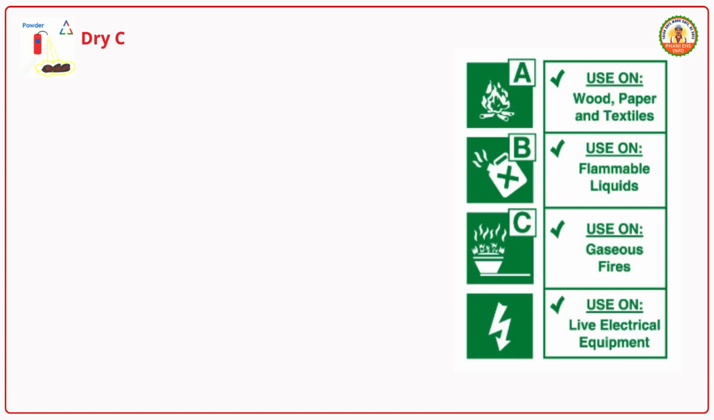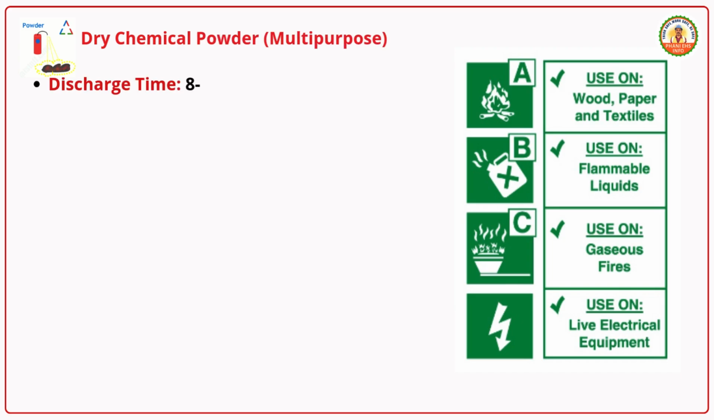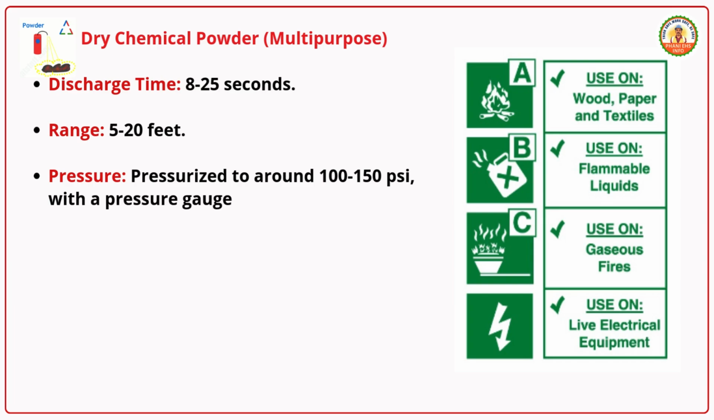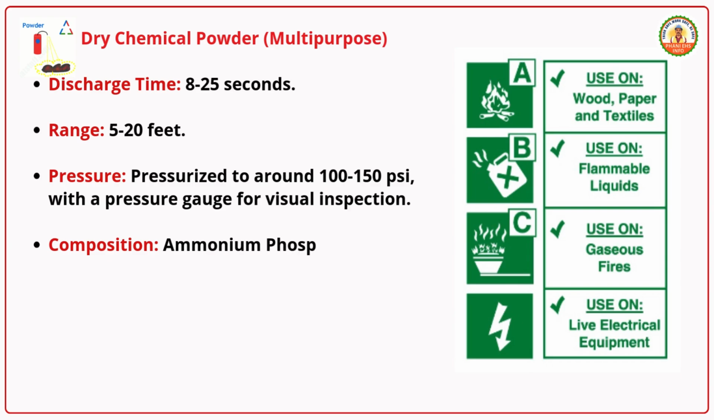Dry chemical powder, multipurpose. Discharge time: 8 to 25 seconds. Range: 5 to 20 feet. Pressure: pressurized to around 100 to 150 psi, with a pressure gauge for visual inspection.